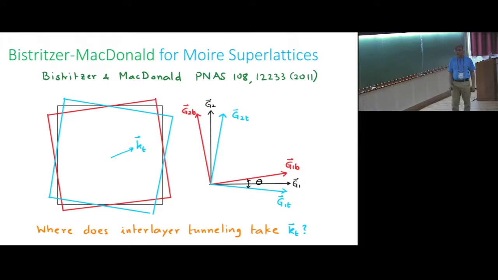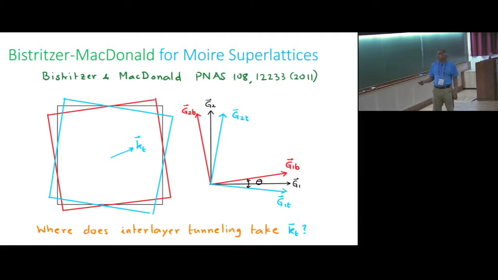Okay. All right, so that's pretty much what I'm going to say as a review of what Ashwin told you about Weyl semimetals and surface states, Fermi arcs. And then I'm going to turn to the next thing that Ashwin told you about, which is the Moiré story in bilayer graphene. And so this was made famous by Bistritzer and MacDonald in this paper here.